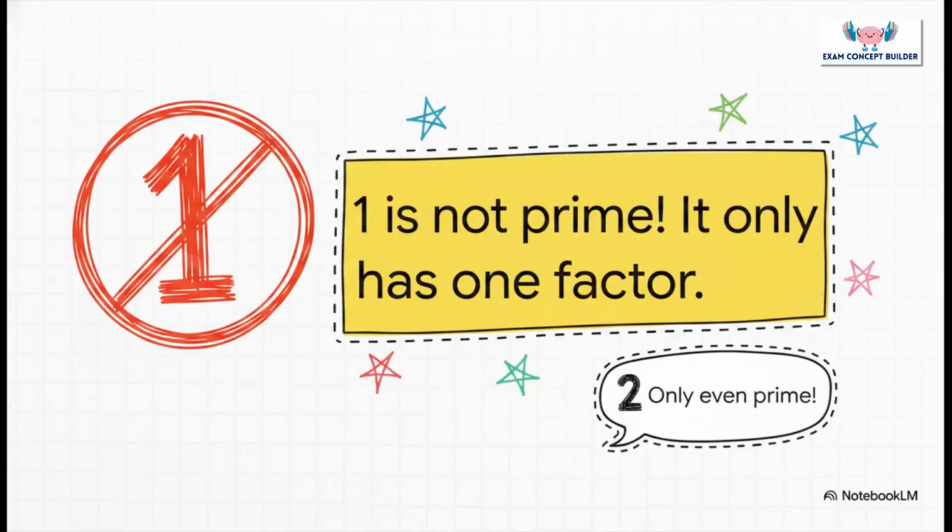So here is the absolute most crucial thing you need to hear today. 1 is not prime. I repeat, 1 is not a prime number. Why? Well, because to be prime, a number must have exactly two distinct factors. The number 1 only has one factor, which is itself. Write that down, highlight it, put a giant star next to it. Also, keep in mind that 2 is literally the only even prime number. Every other even number can be divided by 2, meaning they instantly have more than two factors.